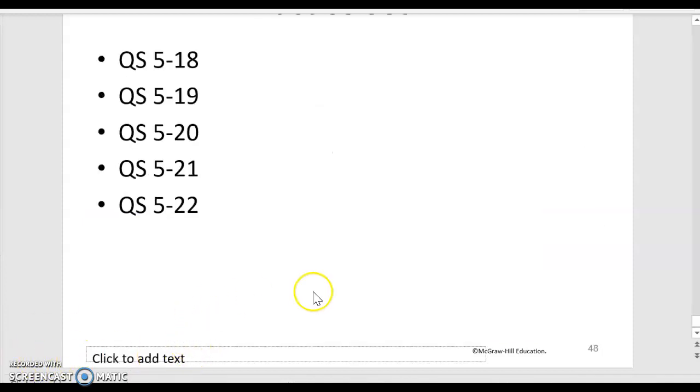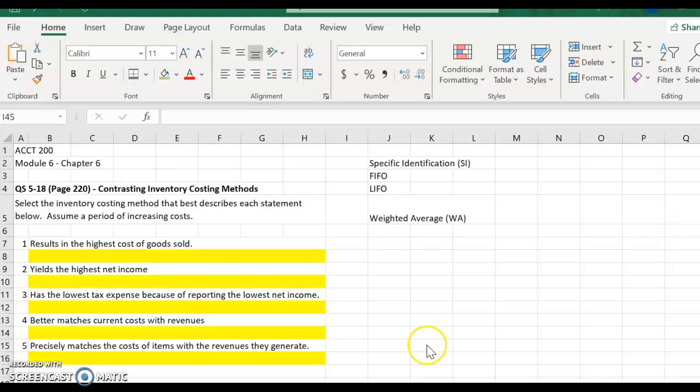All right, let's take a look at our last problems here. We're going to do 5, 18, 19, 20, 21, and 22 in the QS section. Take a look at those on your own and then come back to work through them together. QS 518 is asking us to identify which method of costing inventory describes the statement the best.